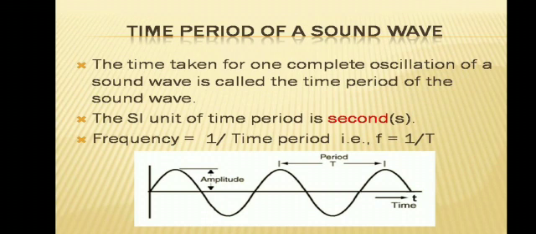Time period of a sound wave. The time taken for one complete oscillation of a sound wave is referred to as time period. The SI unit of time period is second. Frequency is equal to 1 by time period. So in short form we can write it as f is equal to 1 by capital T.